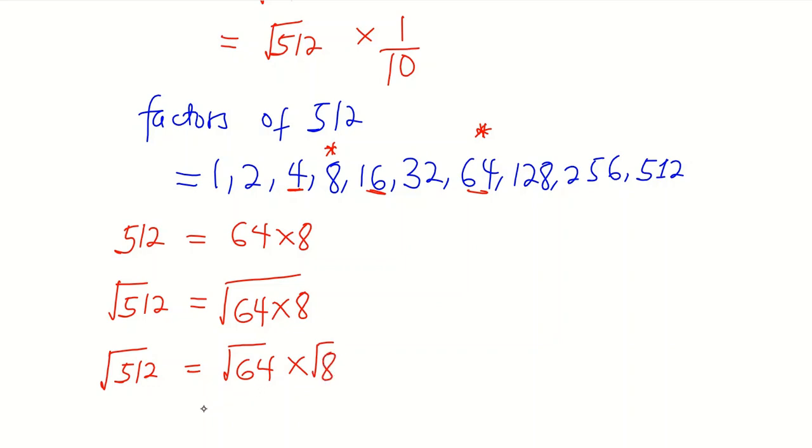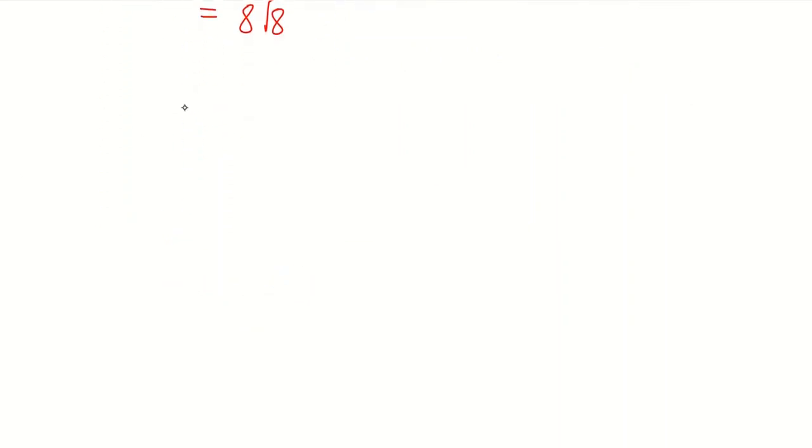Now in response to that, we know square root of 64 to be the same thing as 8, and then we have square root of 8 here. So to continue with our solution, square root of 512 can be replaced by 8 square root of 8, and we multiply by 1 out of 10. So we have square root of 512 times 1 out of 10 to be the same thing as 8 square root of 8 times 1 out of 10.